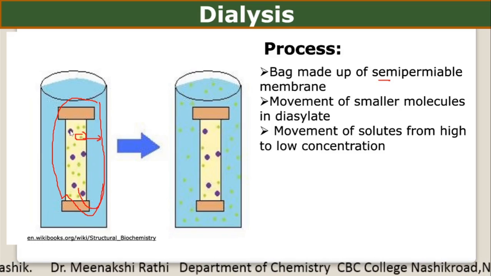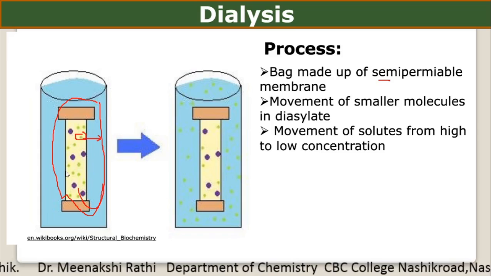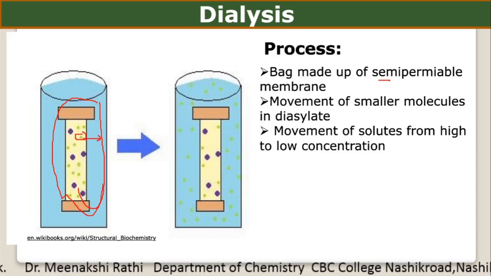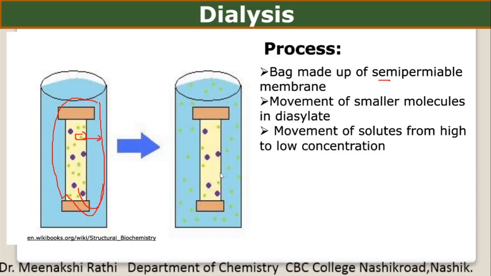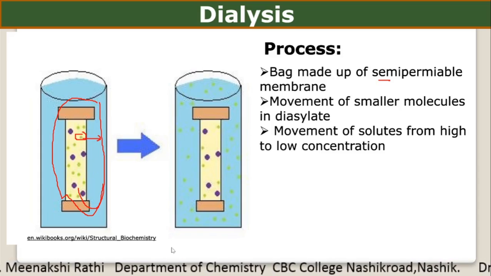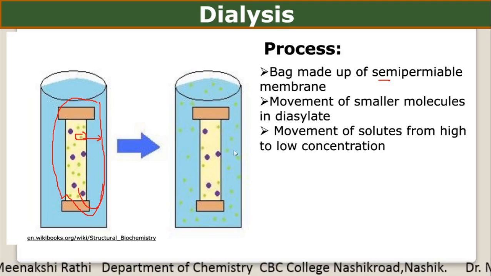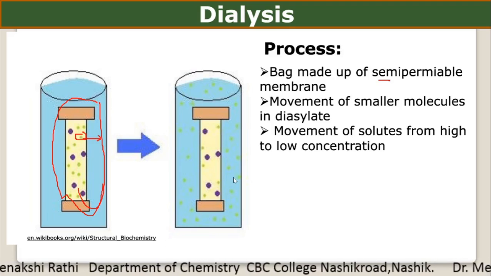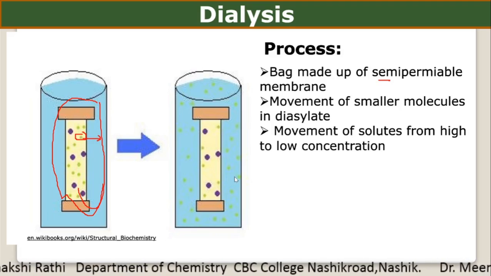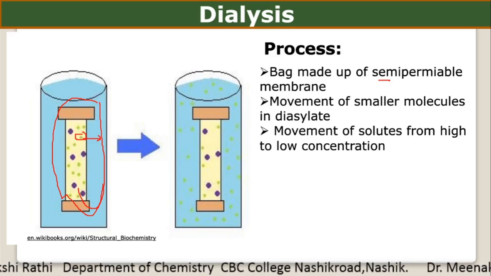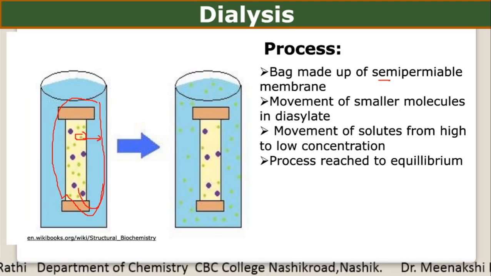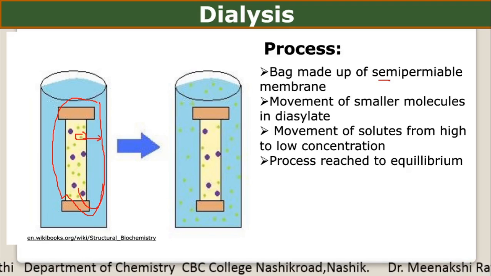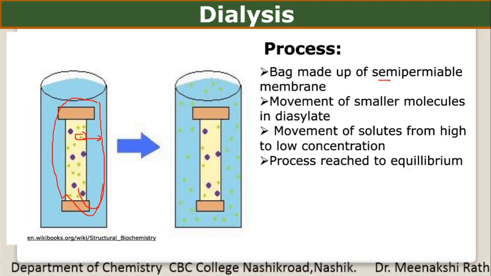Now bigger molecules cannot pass through the pores, but smaller molecules can pass. And here in another diagram you can see that these smaller molecules pass through the semi-permeable membrane, and in this way they get separated from the bigger molecules. This process is continued till it reaches equilibrium.